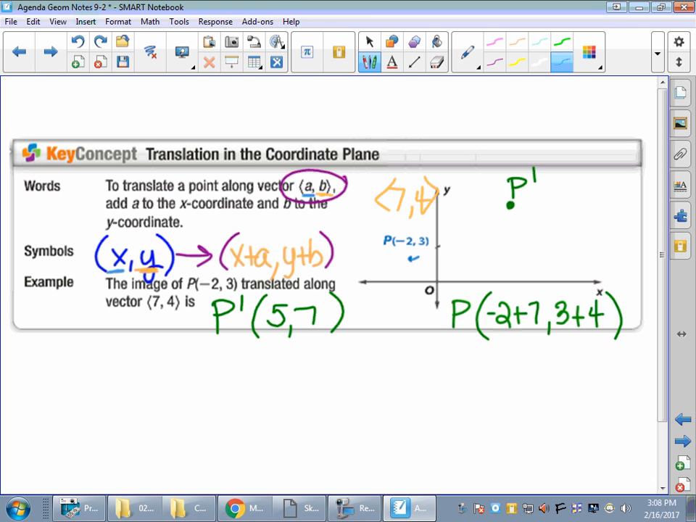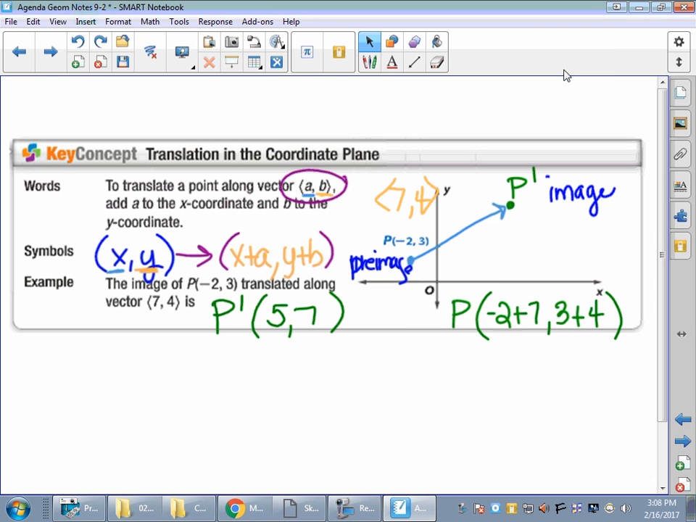In other words, P is my initial point, P prime is my end point. And remember, P is the preimage, and P prime is my image. It's weird to call it an image when it's just a point, but of course, in the next example, we will have ourselves a triangle or some other kind of shape.